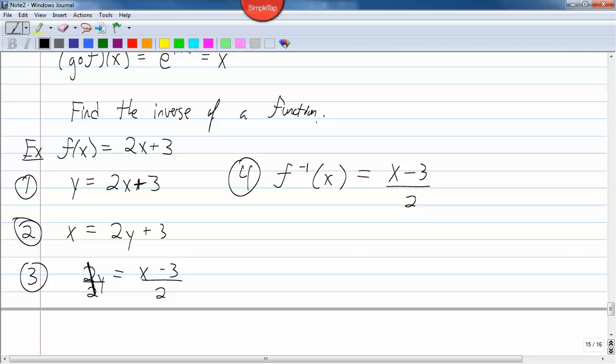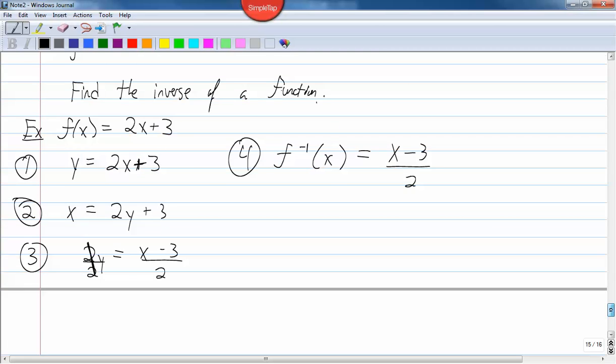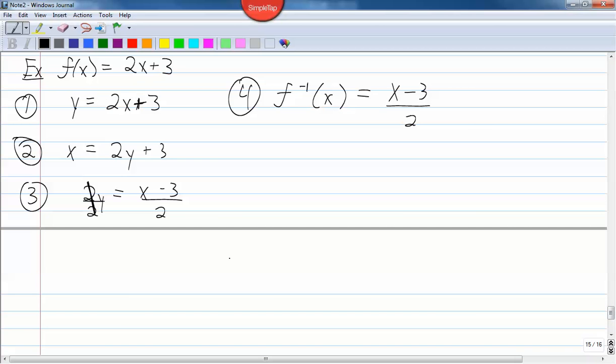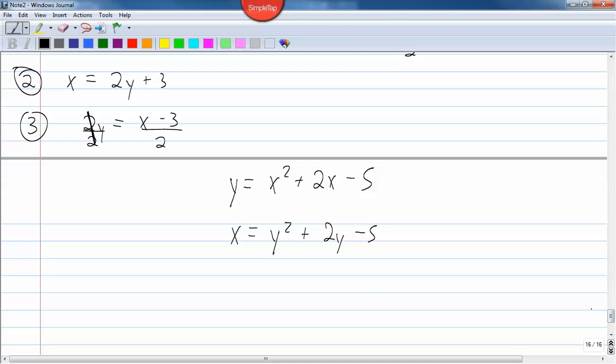4 steps every time. So you say, well, what could make this complicated? Well, what if my function is x squared plus 2x minus 5, and I want to find the inverse? So I have x equals y squared plus 2y minus 5. How do I solve for y?